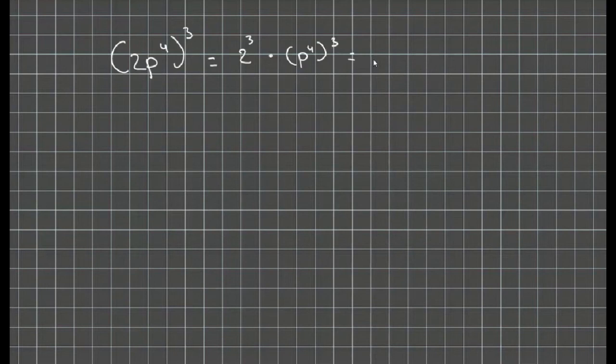2 to the power 3 is 2 times 2 times 2, which is 8. And p to the power 4 raised to the power 3 means I have to multiply the two exponents, which gets me 12 in this case again, which means I have p to the power 12. Now I can just leave the multiplication sign out, and this is my answer.